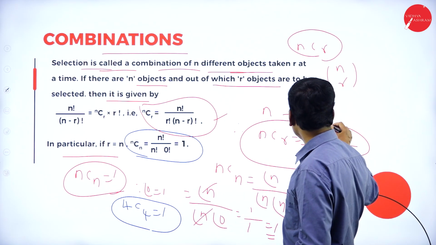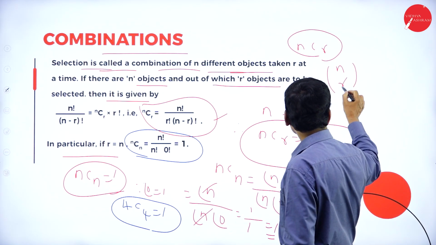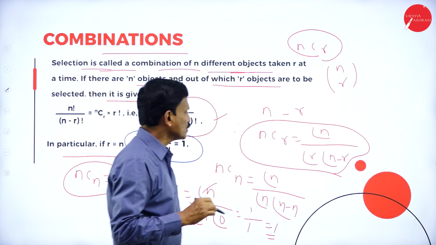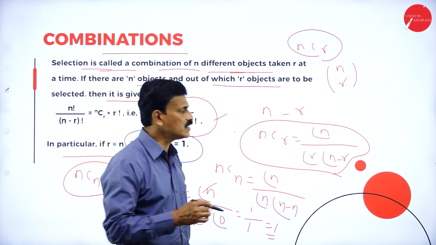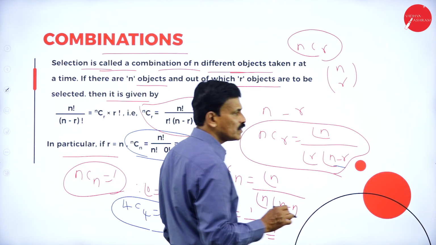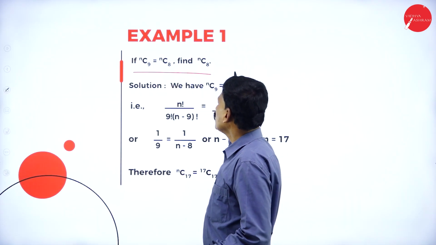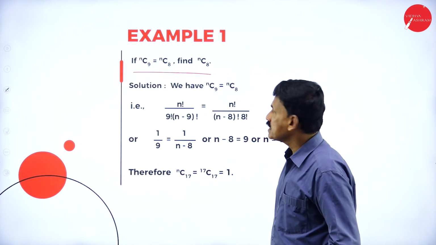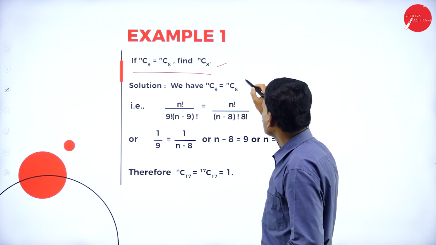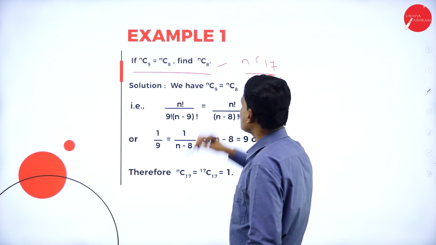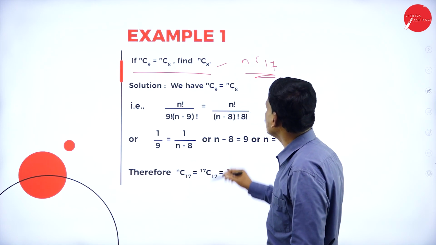So what is the formula we are going to use here? nCr is also represented like this: nCr is equal to n factorial divided by r factorial into n minus r factorial. This is the formula which we are going to use to solve the problems. Now let us come to this first problem. If nC9 is equal to nC8, find n and also find 17Cn. Now what is given?